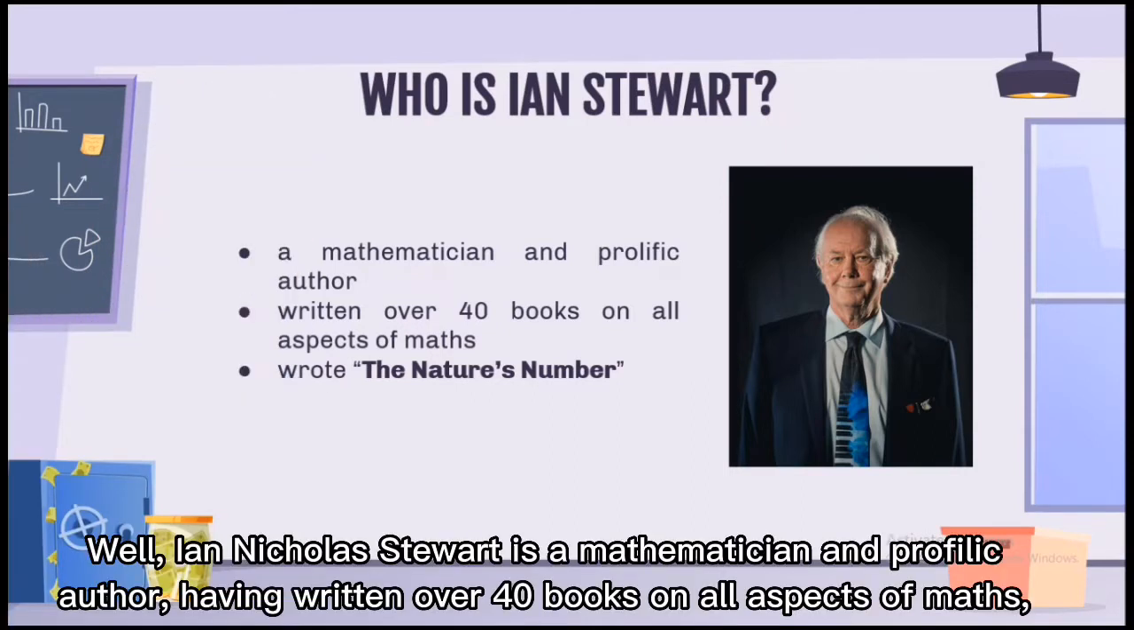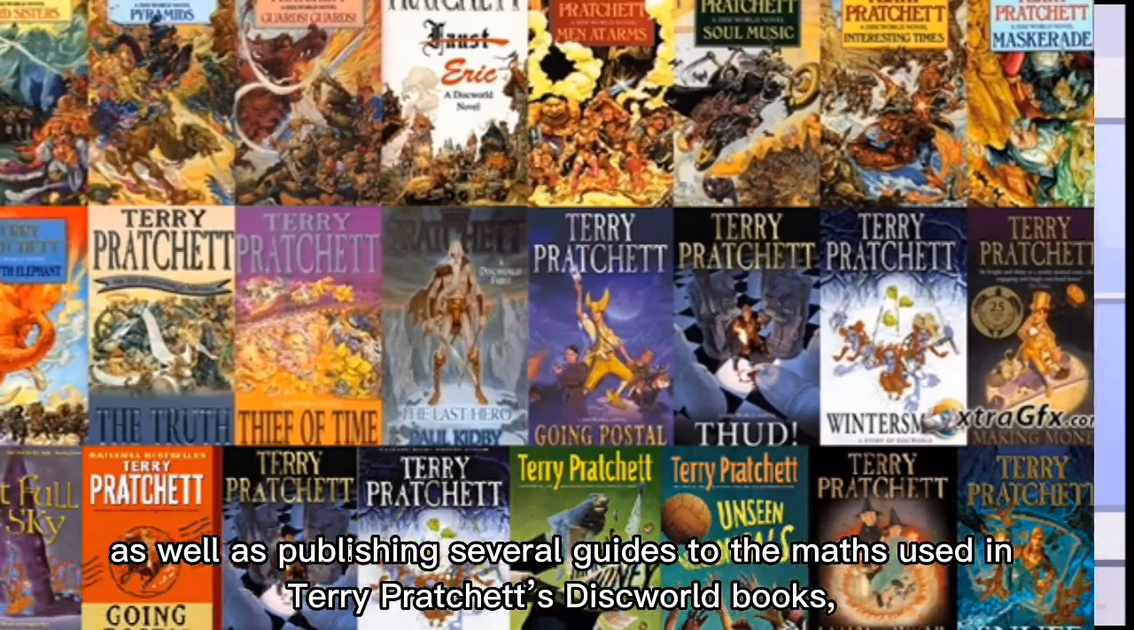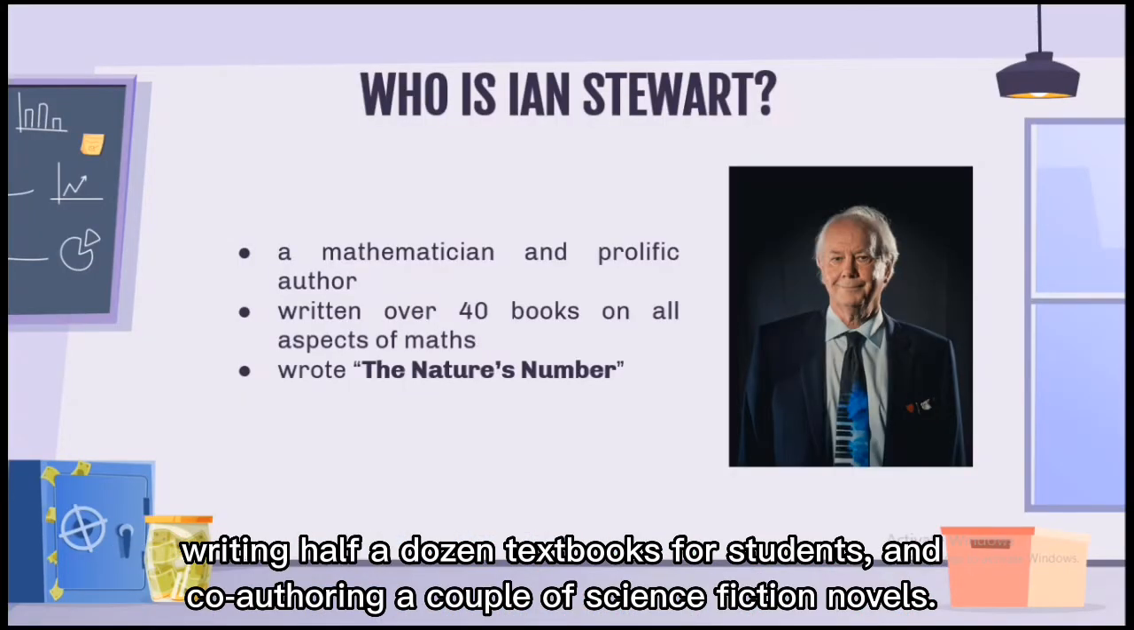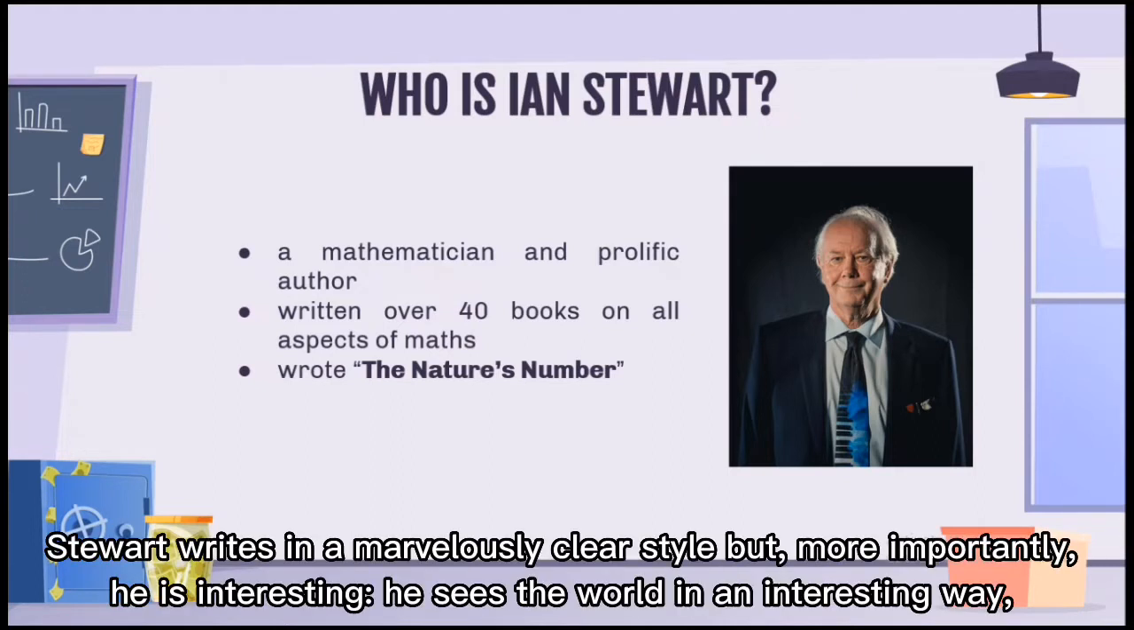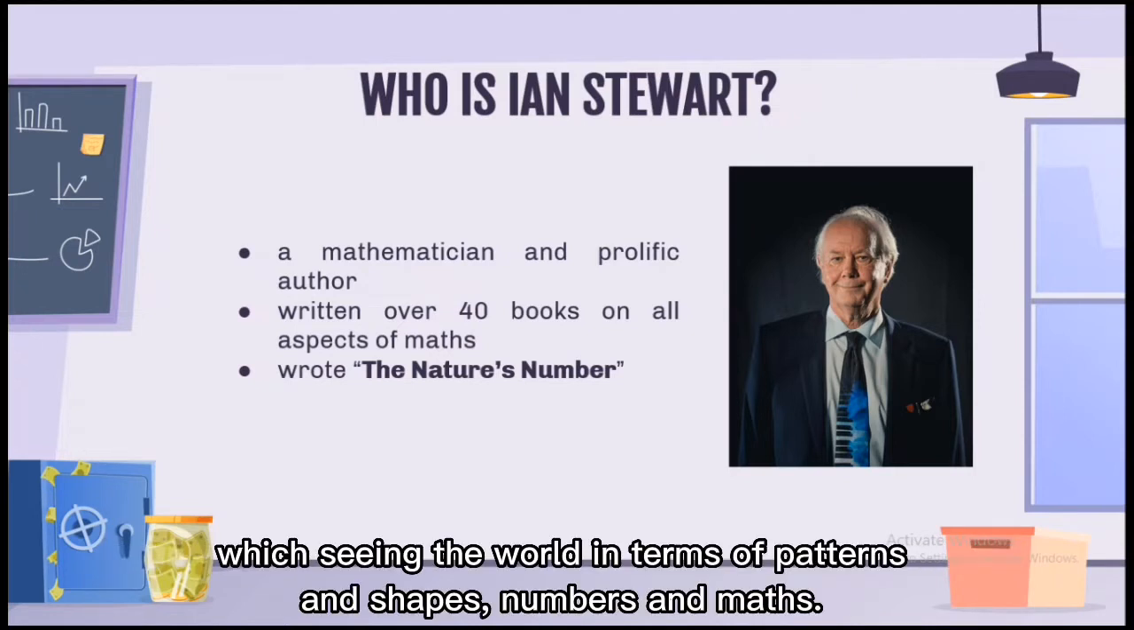Well, Ian Nicholas Stewart is a mathematician and prolific author, having written over 40 books on all aspects of maths, as well as publishing several guides to the maths used in Terry Pratchett's Science of Discworld books, writing half a dozen textbooks for students, and co-authoring a couple of science fiction novels. Stewart writes in a marvelously clear style, but more importantly, he is interesting. He sees the world in a mathematical way, and manages to convey the wonder, strangeness and powerful insights which come from seeing the world in terms of patterns and shapes, numbers, and math.